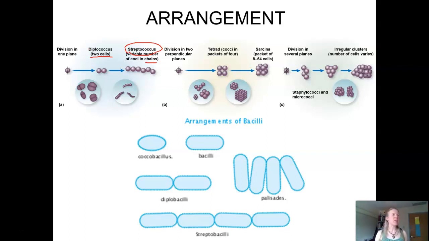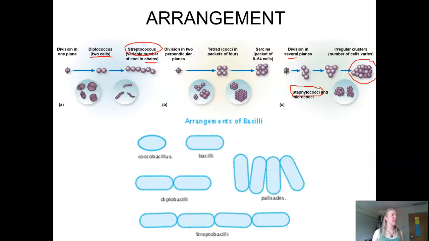But notice that they can divide differently as well. So you take that same shape of bacteria, and here's another really common word, right? You've probably heard of Staphylococcus, or a staph infection, or MRSA, which is methicillin-resistant Staphylococcus aureus, right? When you look at this bacteria microscopically, it's actually divided in several planes, and so it ends up making this big cluster. It kind of looks like a bunch of grapes, right? So this arrangement can be really distinctive and help you identify bacteria.